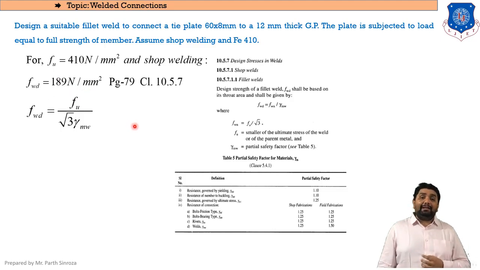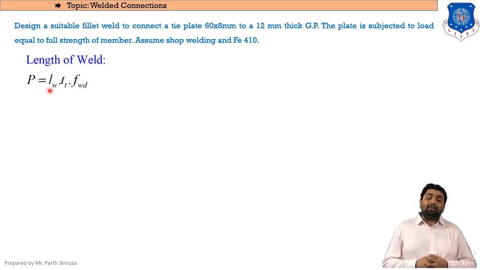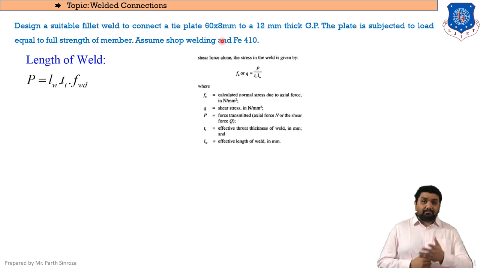Because we need to find the length of weld, and to find the length of weld the equation is P equal to LW TT FWD. So how did this equation come? It is again mentioned in our clause. We need to refer to page 79 for this, and 80. Half the portion is given in 79 and half the portion is given in 80.